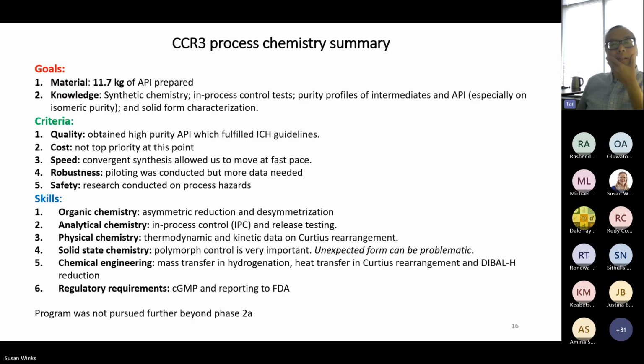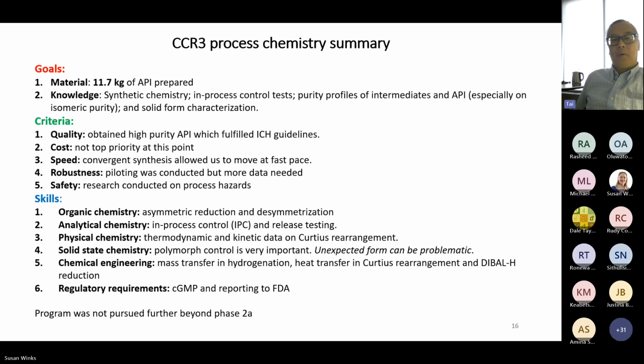So, we talked about this chart earlier on. So I keep this on as a report card to myself and the team just to see, how have we done, in terms of the goals, do we meet the criteria, and did we learn anything? So, I think we achieved the goals, and produced enough material at high enough purity. We accumulated a lot of synthetic chemistry knowledge in process testing, purity profile of intermediate and API. We're starting to learn more about the solid form characterization, as I told you about the incident. The criteria to measure ourselves against, the quality and the speed of the synthesis, I think we did well on those two. The cost wasn't the top priority at that point.